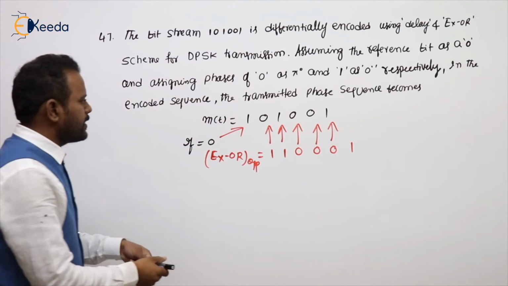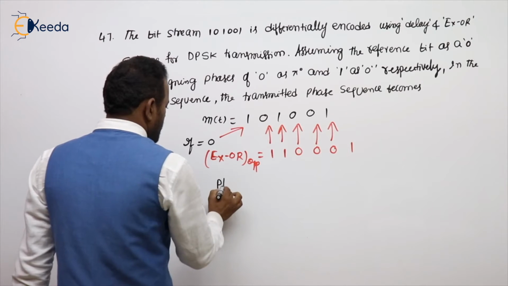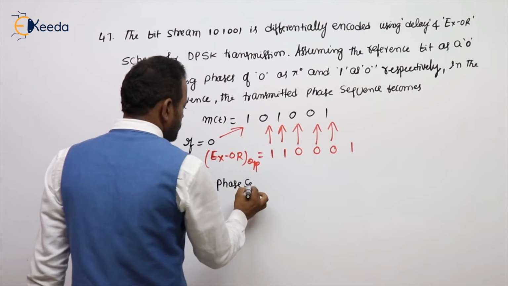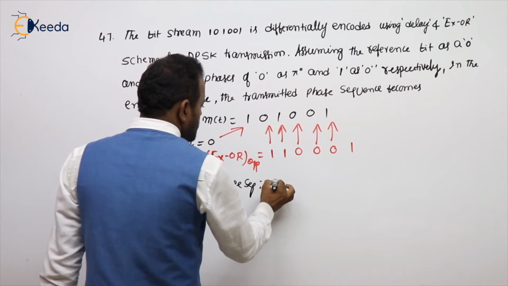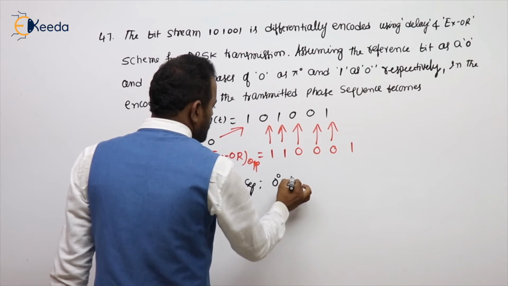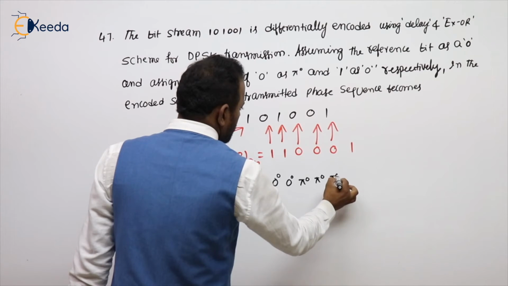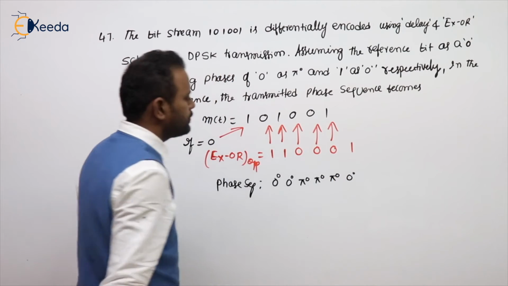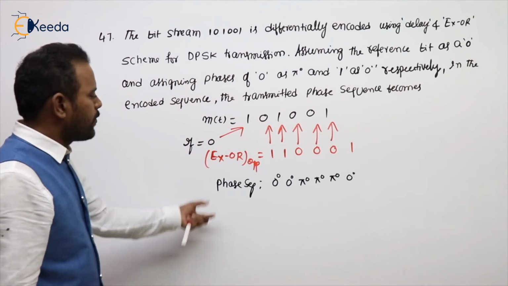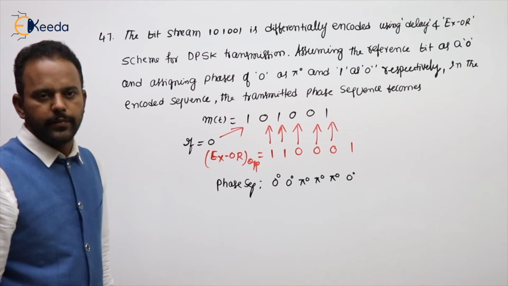What about the phase sequence, sir? The phase sequence is equal to: 1 means 0 degree, 1 means 0 degree, 0 means pi degree, pi degree, pi degree, 0 degree. This is the phase sequence of the generator.